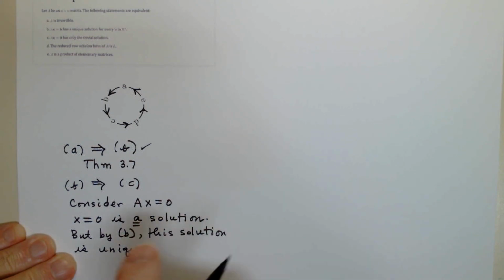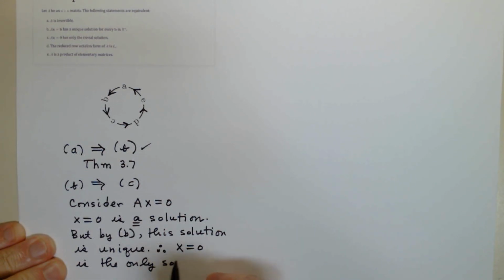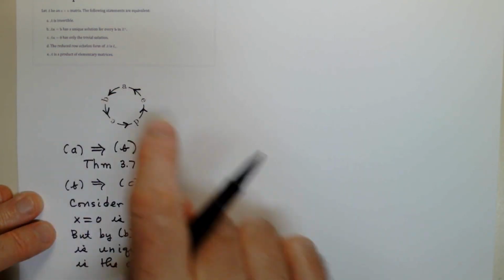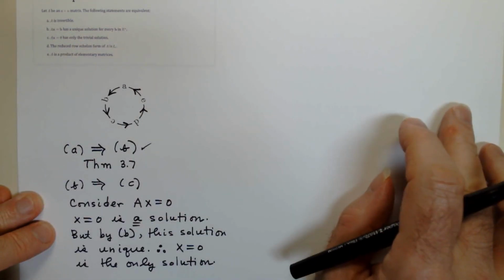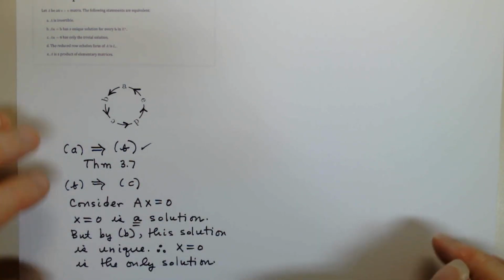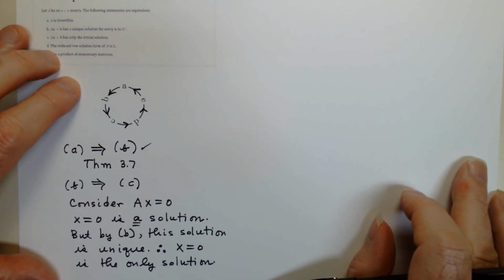That's what B is telling us. It says, if you can find a solution to this equation, it must be unique. So, by B, this solution is unique. Therefore, x equals 0 is the only solution. Okay? And that's what statement C is asking us to show: that the only solution to that homogeneous equation is the zero solution. Okay, let's go to C implies D.